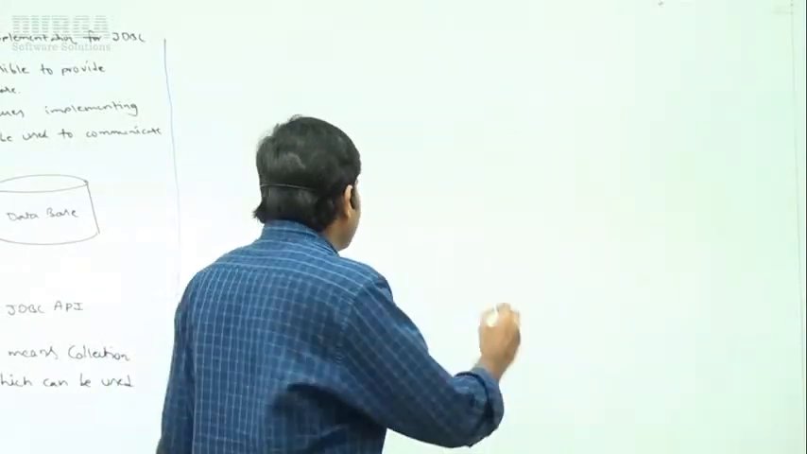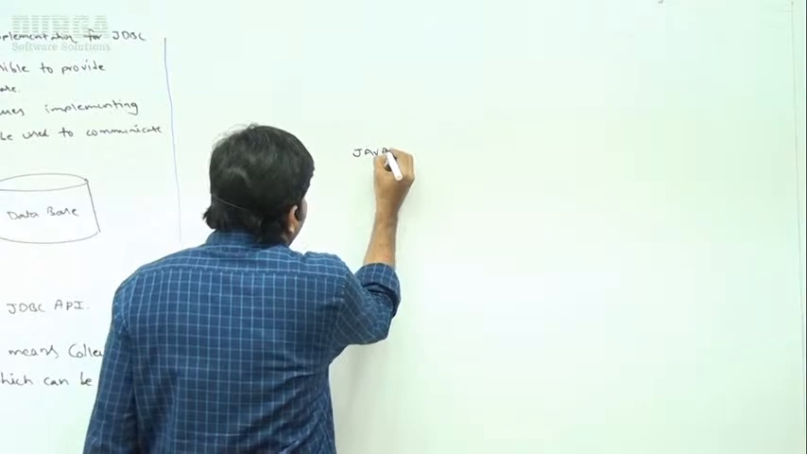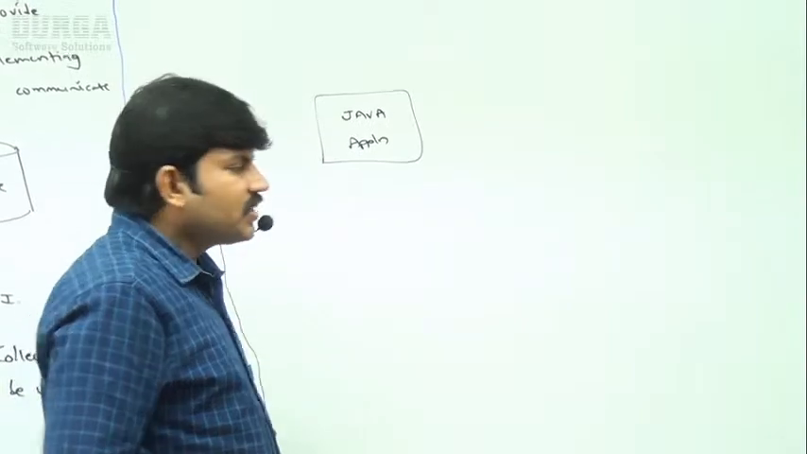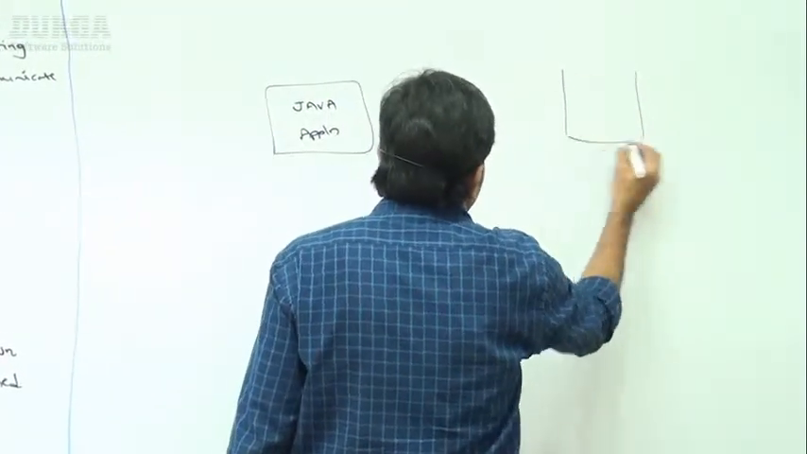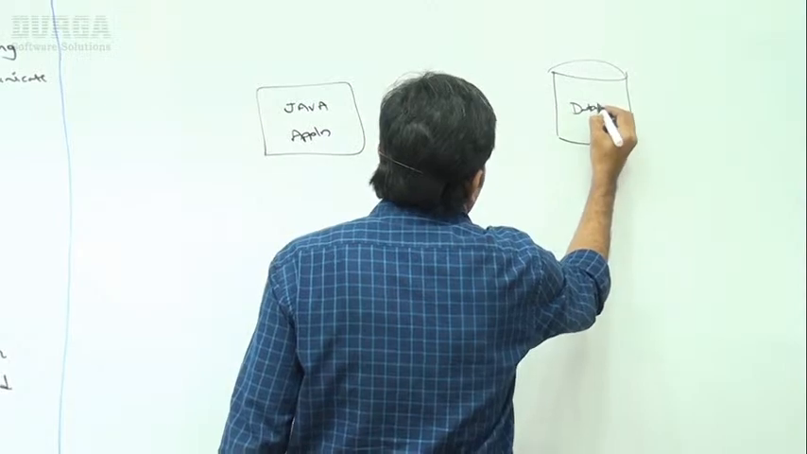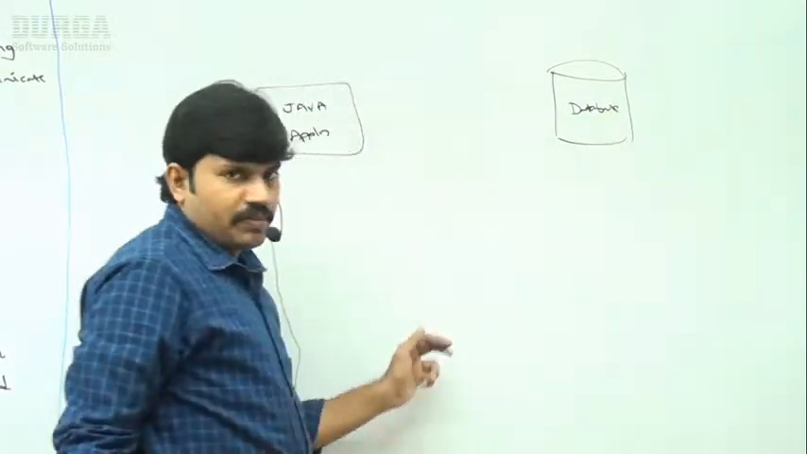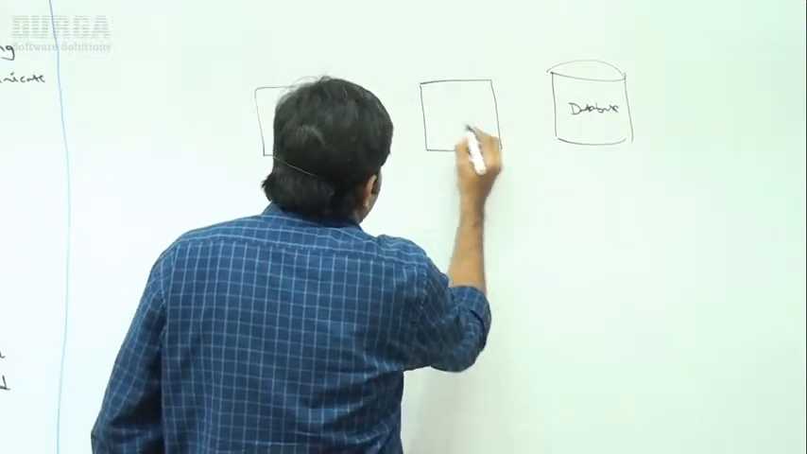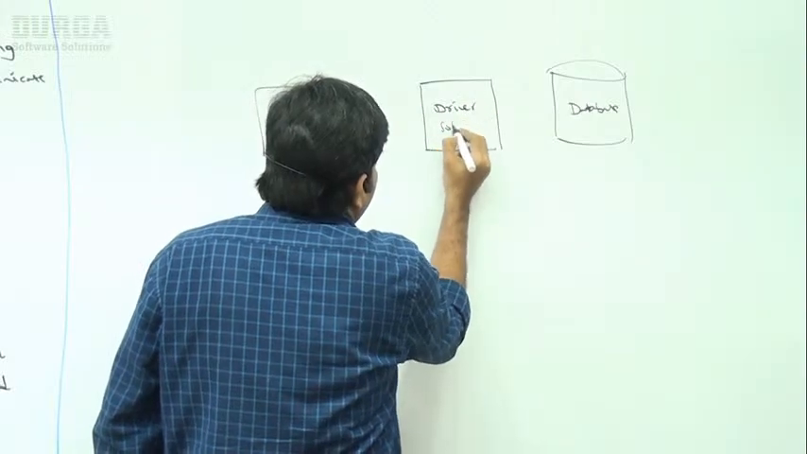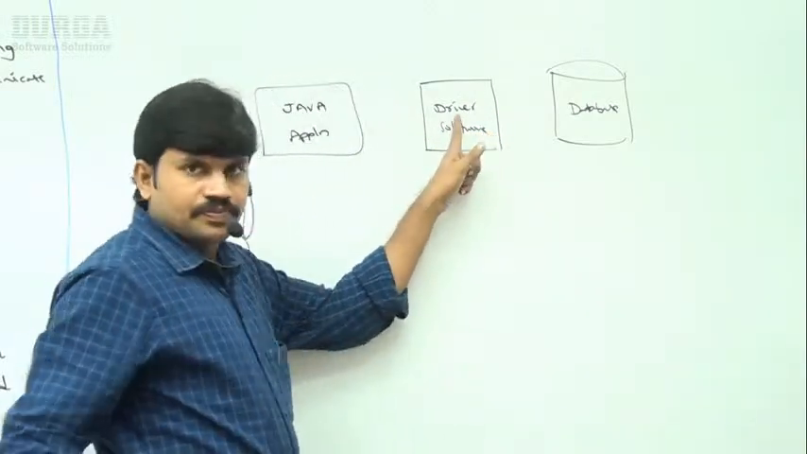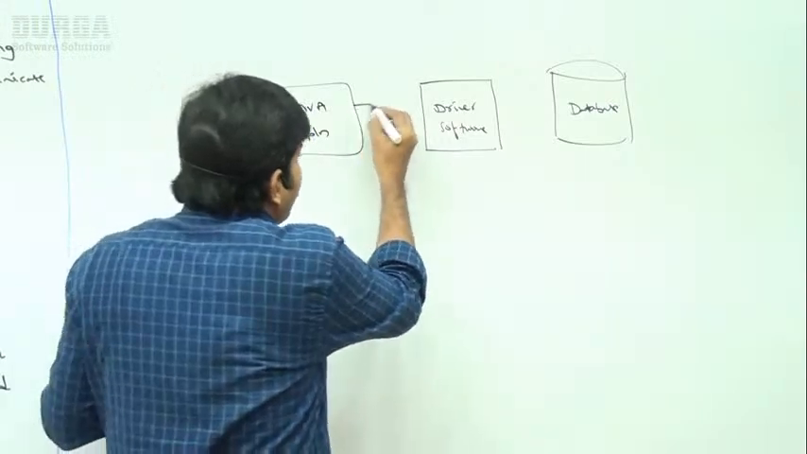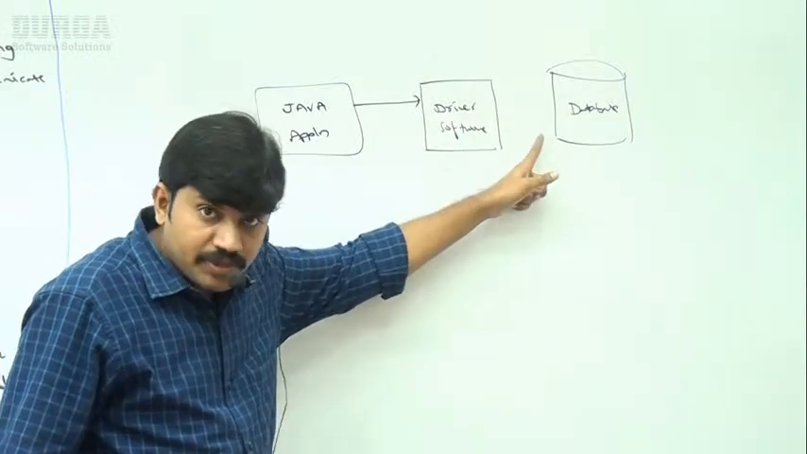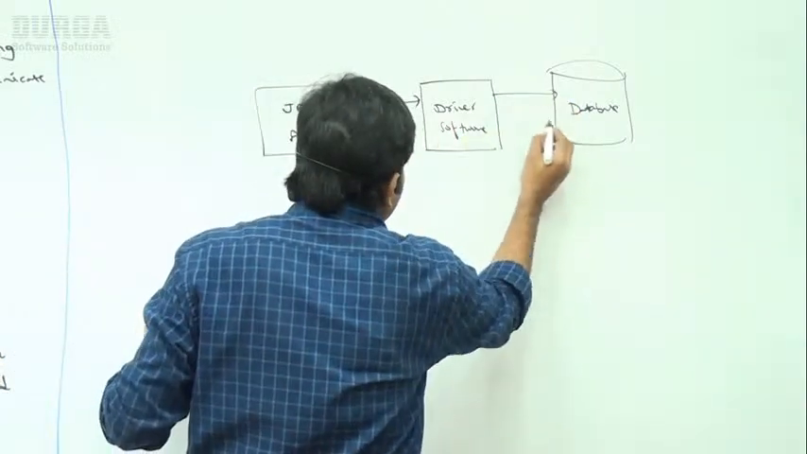Just have a look once. I have one Java application, and I want to communicate with the database. If you want to communicate with the database, driver software is compulsorily required. Correct or not? The Java application can communicate with the driver software. The driver software converts Java calls into database-specific calls, and database-specific calls into Java calls, right?